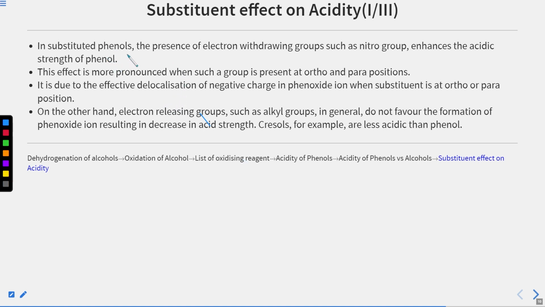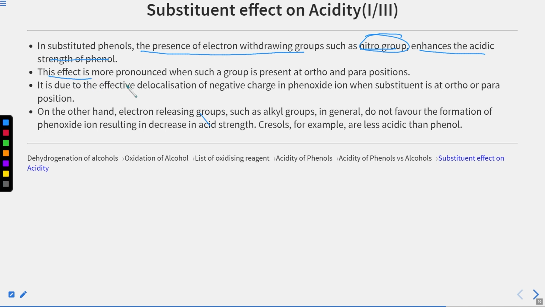So in substituted phenol, the presence of an electron withdrawing group such as the nitro group, okay, this nitro group is an electron withdrawing group. I have told you earlier that an electron withdrawing group will deactivate the ring. So it can enhance the acidic nature of phenol because it makes the OH bond much more polar. This effect is more pronounced.